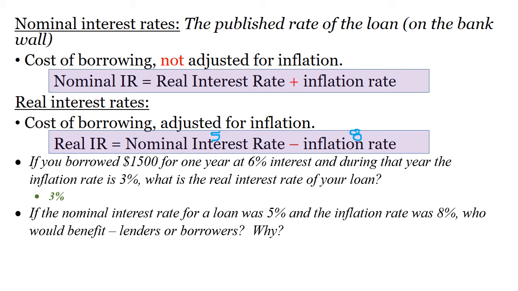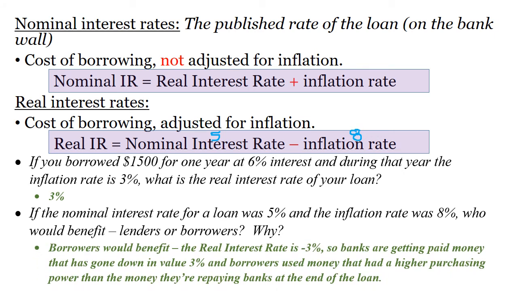5 minus 8 equals -3. Do you think banks want to get paid back -3? No. So this is also unanticipated inflation. Do you think a bank would ever charge 5% if they expected inflation to be 8? No, that bank would go out of business. And we already learned that in unanticipated inflation, borrowers benefit.